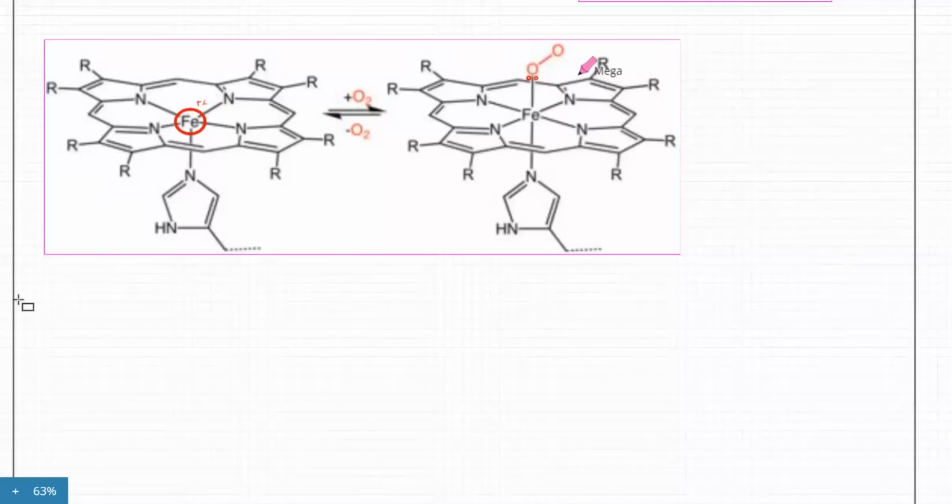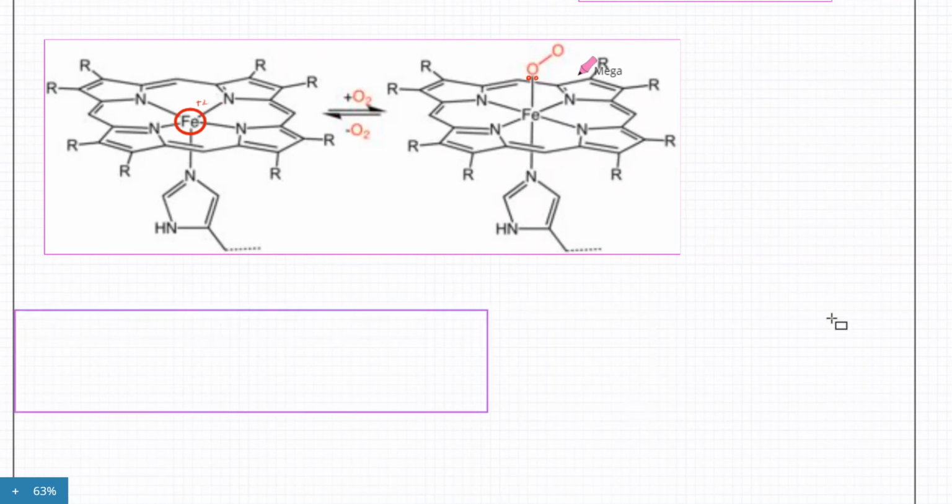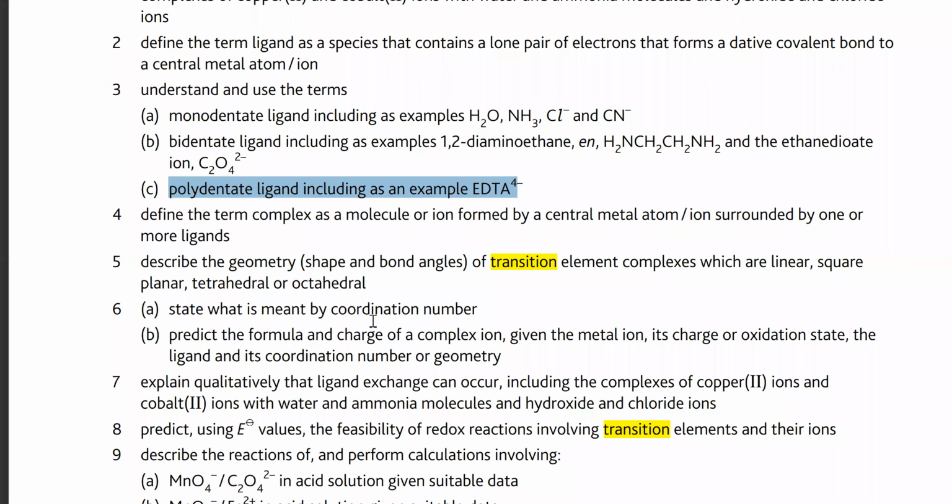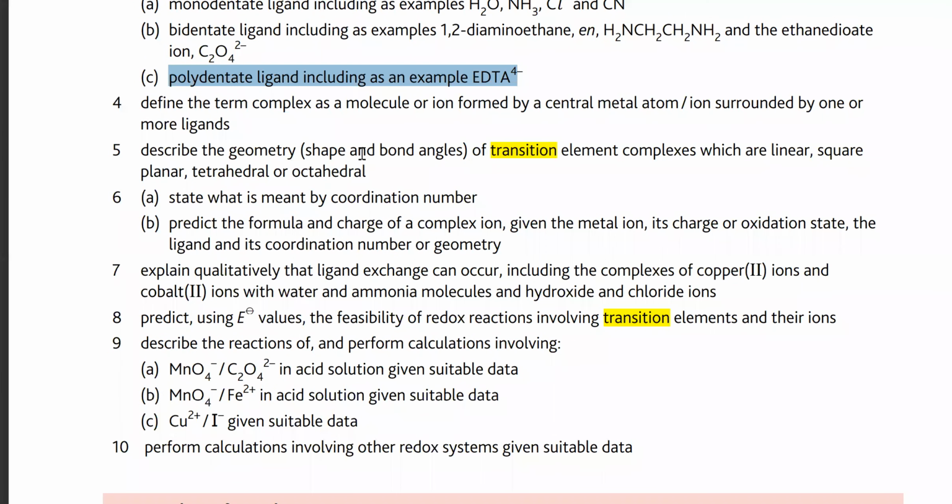So remember just the general idea of what a polydentate ligand is. You're going to meet them often in complex biological molecules, and they're present in those molecules. Now, the next thing is define the term complexes. We did that. Describe the geometry, bond angles, shapes of linear, square planar, tetrahedral, octahedral complexes. We've already done that in AS.